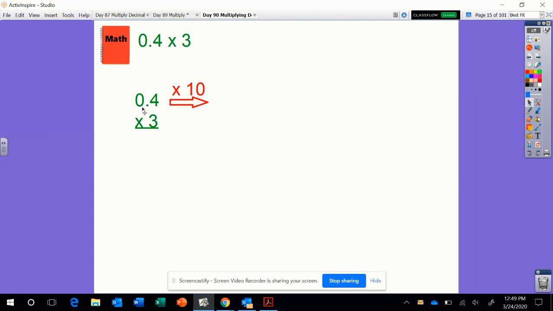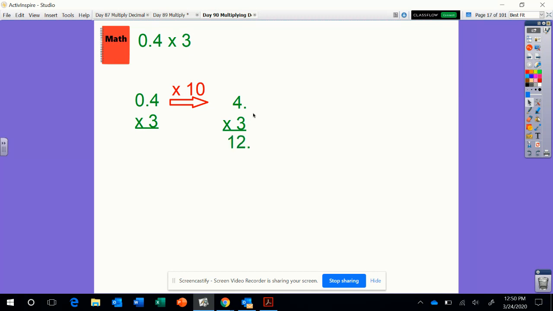So we're going to change that into a whole number by multiplying by 10. When we do 4/10 times 10, we get 4. Now look, we left our decimal here. We want to keep the decimal here so we know that we moved it one place. So now we can just multiply 3 times 4. 3 times 4 is 12.